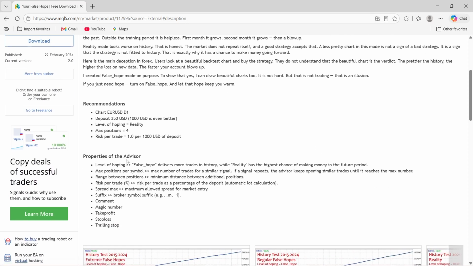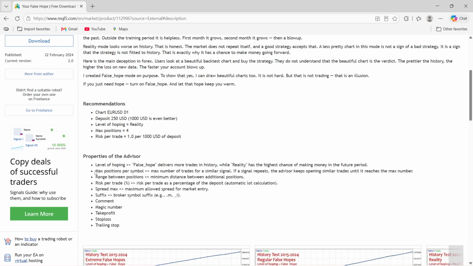Okay, so let's look at the properties as well. We have the level of hoping, as you can see, which is basically the mode selector. This can be set to false hope or reality. He explains that false hope delivers more trades and a much nicer historical equity curve, but reality is the mode with the highest chance of making money going forward because it's less fitted.